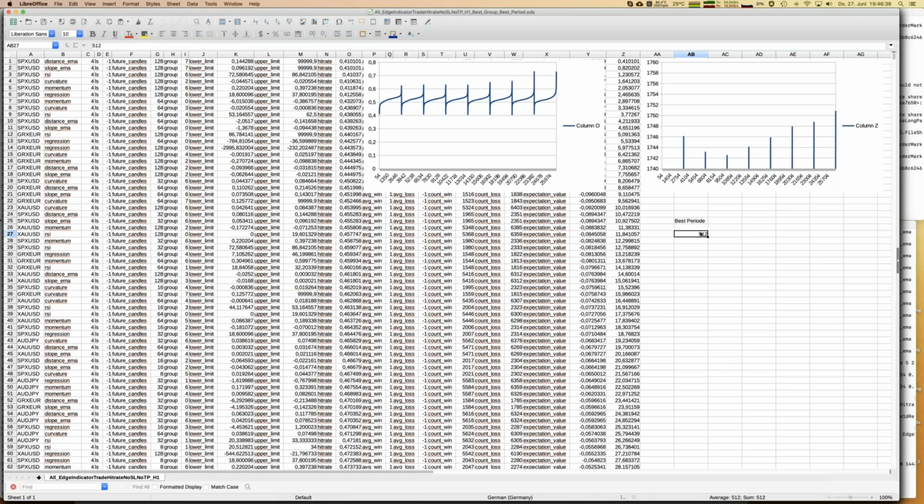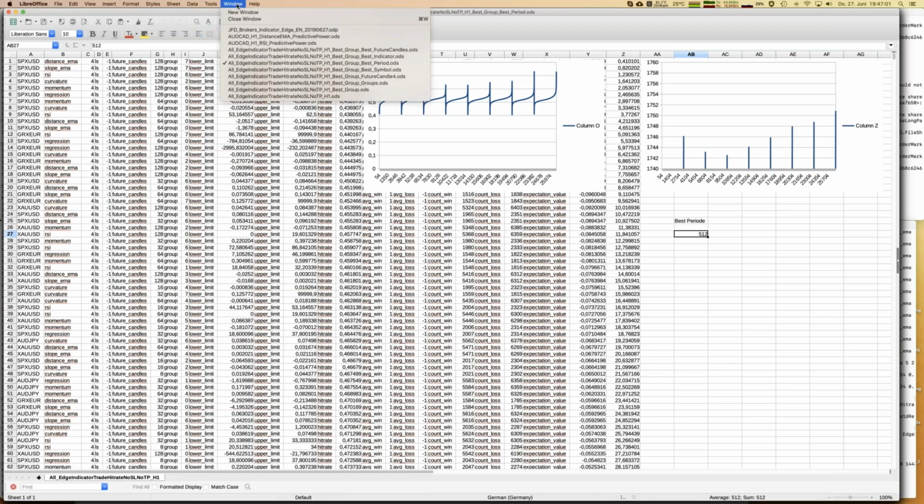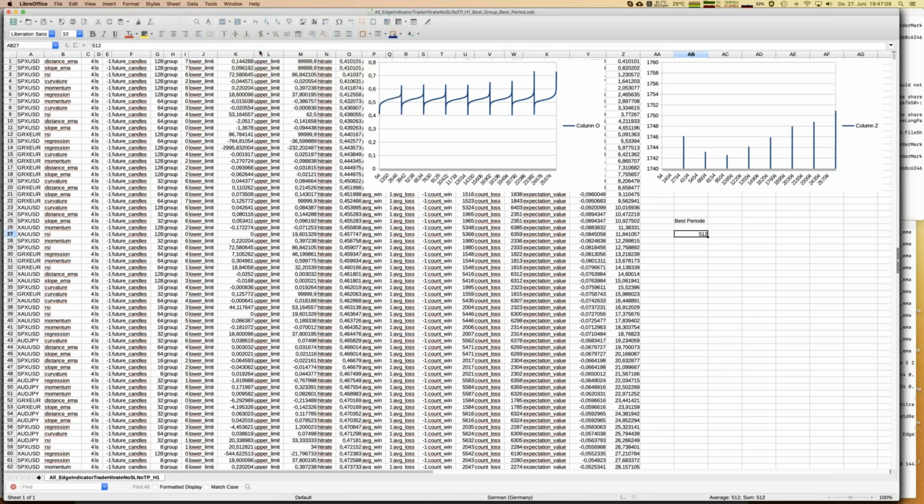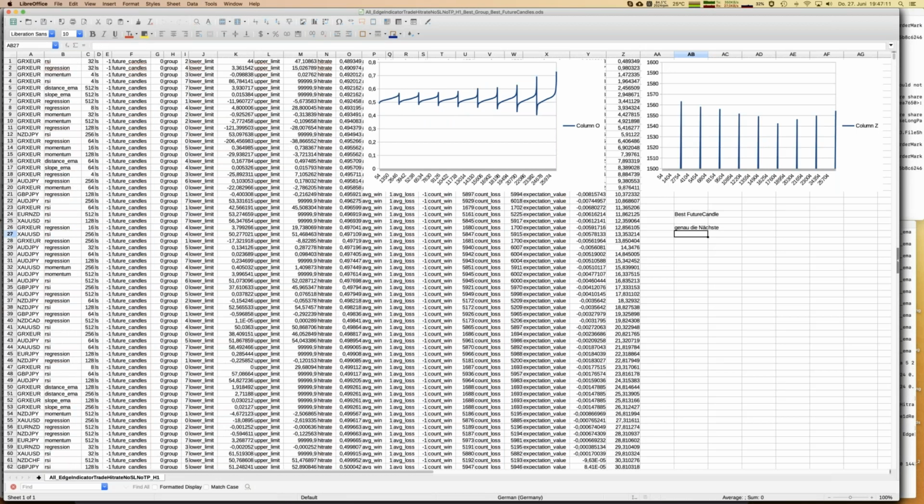That we have an edge is already proven here within that Excel sheet. Okay, so that's the best indicator, going for not too small periods. And once again, that conclusion is based on nearly 1 million of candles. So that is statistical significant. And now I can ask the question, how far I can look into the future best?